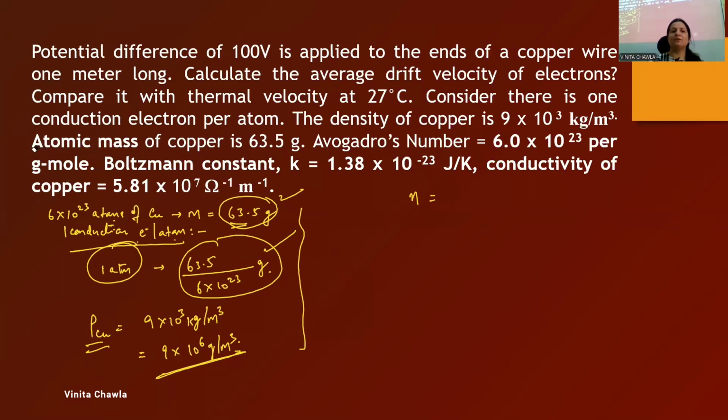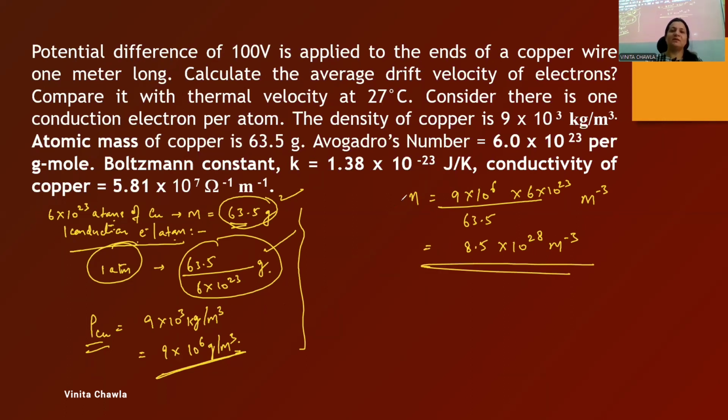इसको किससे डिवाइड करोगे? 9 into 10 raised to the power 6 in the numerator, and this 63.5 here, and 6 into 10 raised to the power 23 here, and you will get your answer in per meter cube. Okay, and the answer that you are getting is 8.5 into 10 raised to the power 28 per meter cube. This is the number density that we are getting.